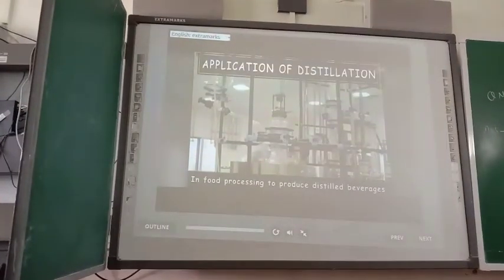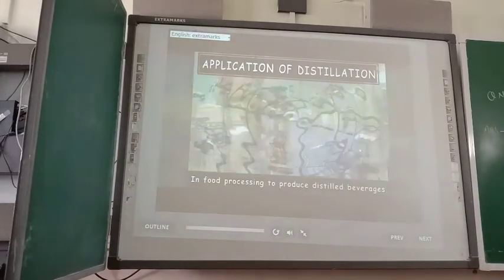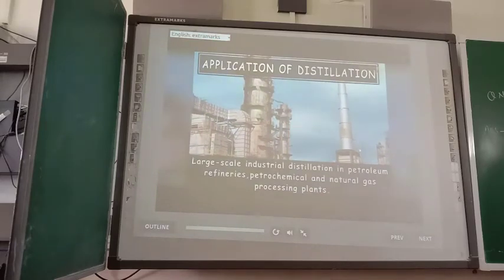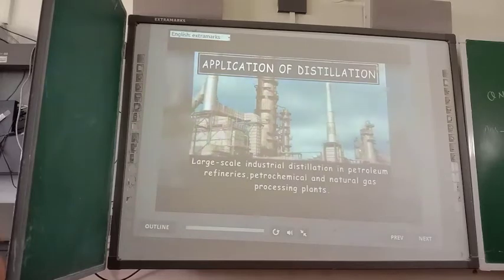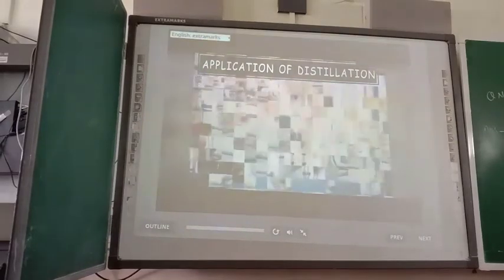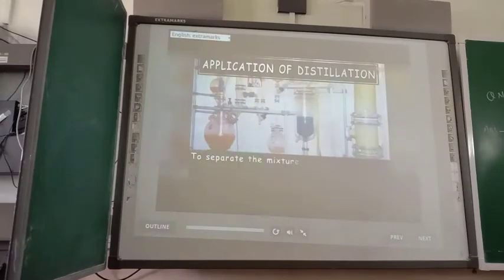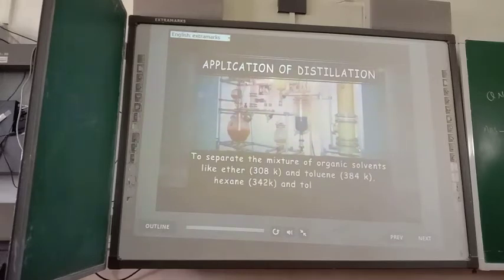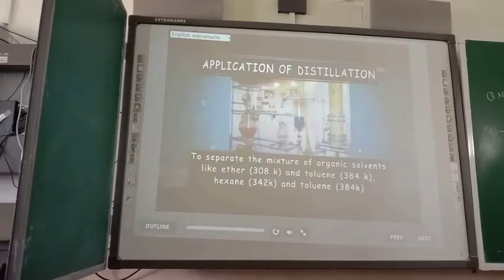Do you know there are several important applications of distillation as well? Let's discuss a few important ones. Distillation is used in food processing to produce distilled beverages. On a large scale, distillation is widely used in petroleum refineries and natural gas processing plants. It is also used to separate the mixture of organic solvents like ether and toluene, hexane and toluene, chloroform and aniline, and so on.